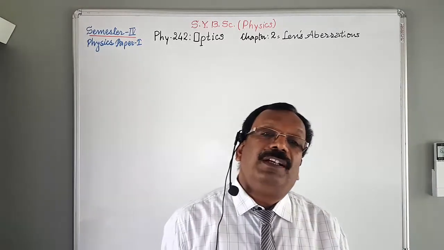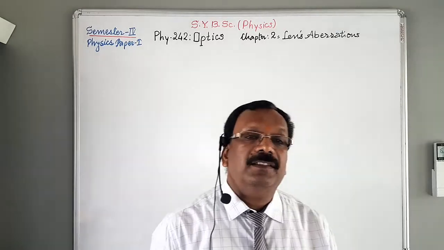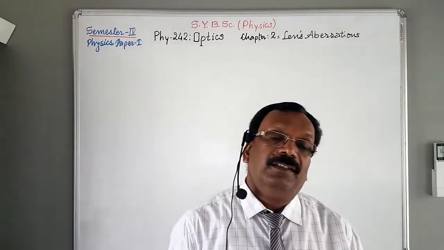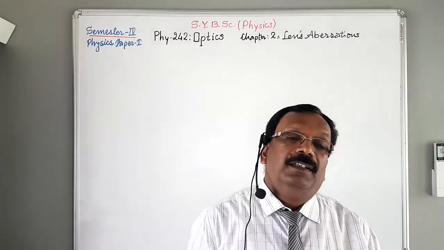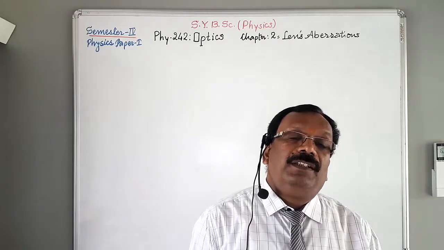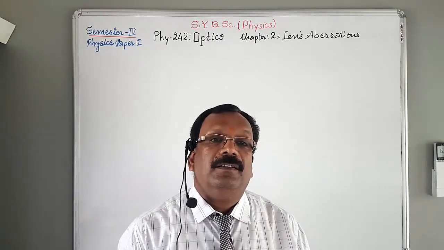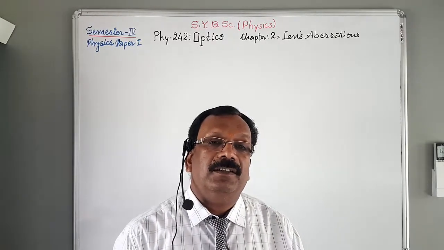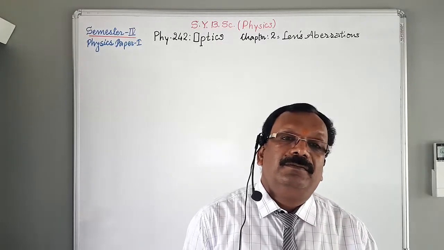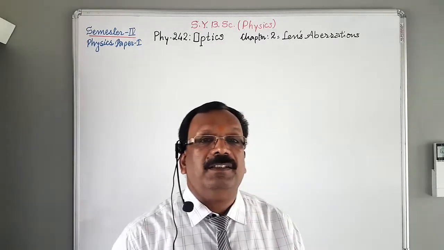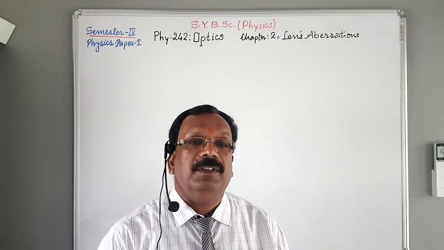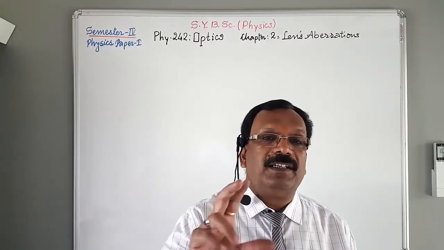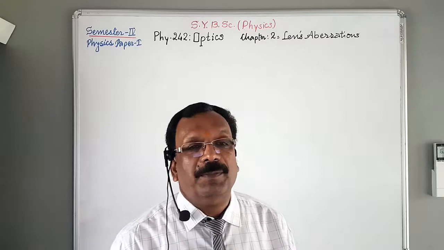In the previous lecture we have studied aberrations, then the classes of aberrations, that is monochromatic aberration and chromatic aberration. We also further studied the group of classes of aberration, that is spherical aberration, coma, astigmatism, curvature of field and distortion. All these aberrations come under the group of monochromatic aberration.